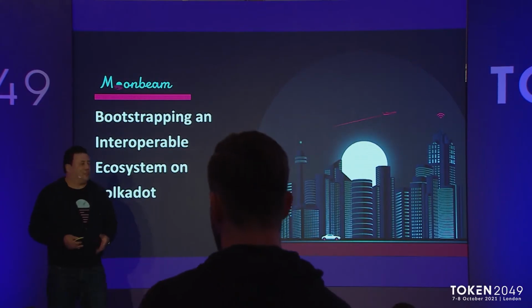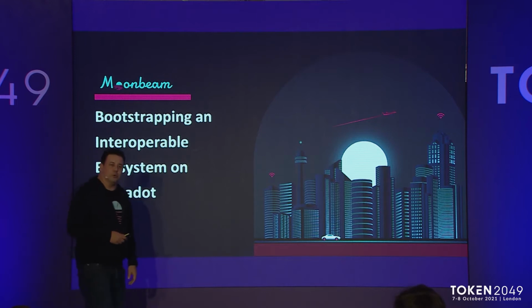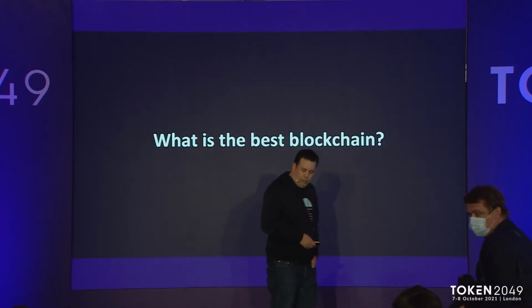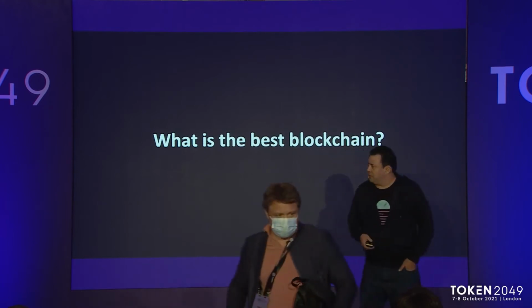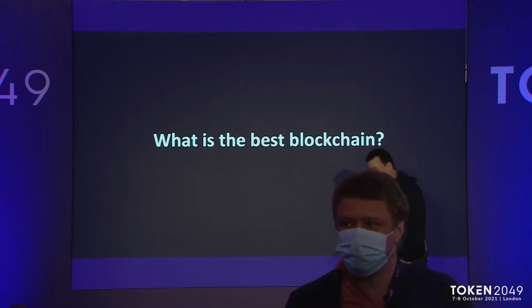Polkadot is a complex system. I'm going to do my best to distill it down to what I think are the key ideas in Polkadot that will provide some context for our project and what we're up to. And so I wanted to start with a pretty straightforward question: what is the best blockchain?